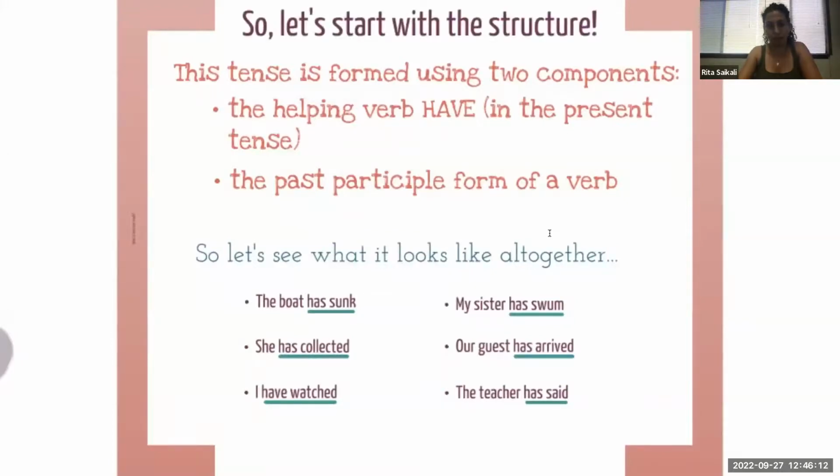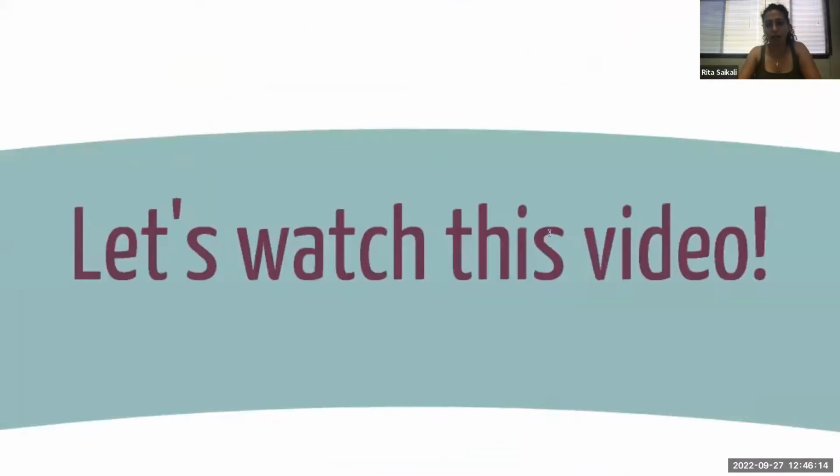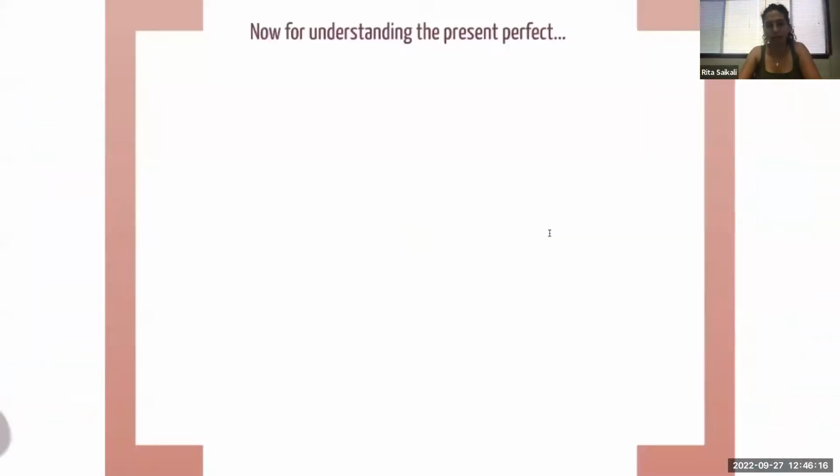Okay, so now let's talk about the structure. We're not going to watch the video. All right, so now for understanding the present perfect.